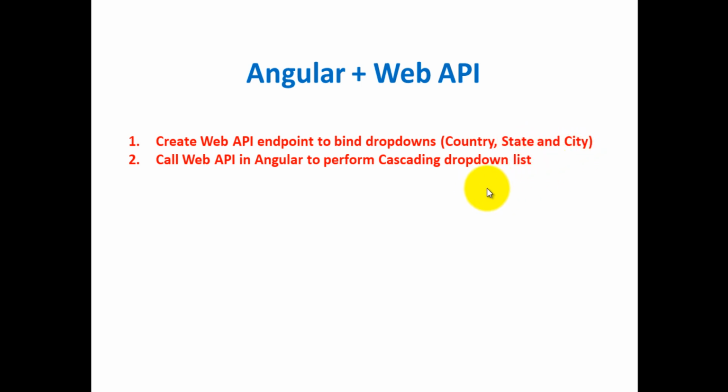For example, if I select the country India, then under India, whatever the states are, like Odisha, Karnataka, Andhra Pradesh, they will be loading. And based on the state, for example if I select Karnataka, based on the state it will load a city like Bengaluru. The same thing I'll implement and I'll show you the output as well.